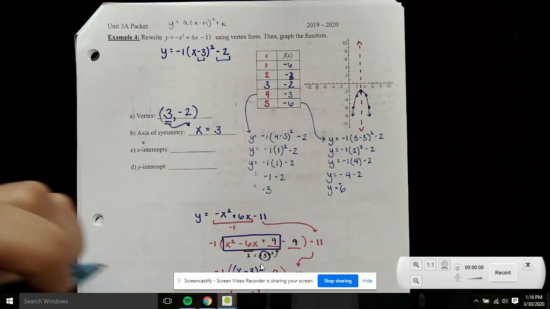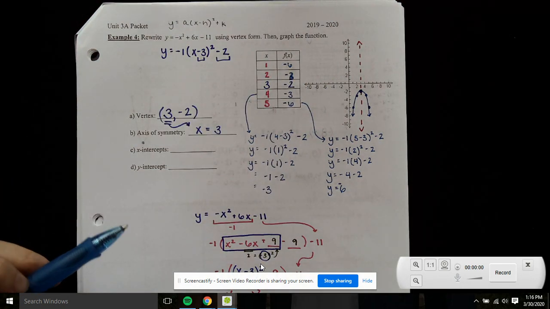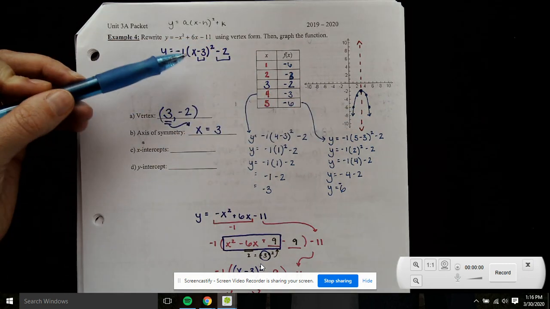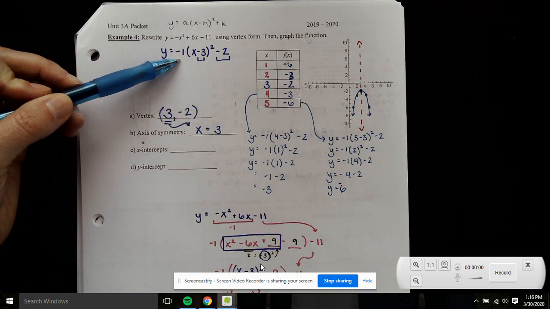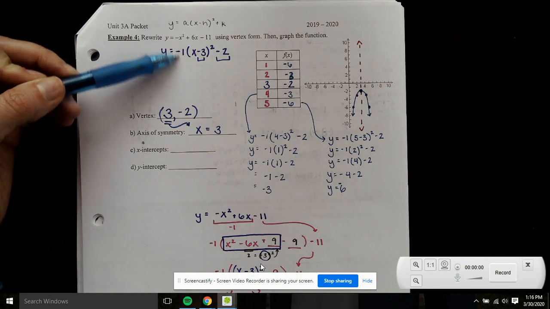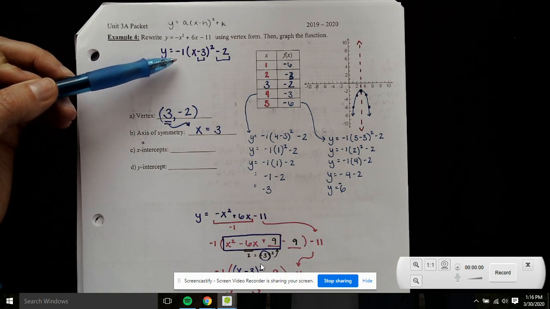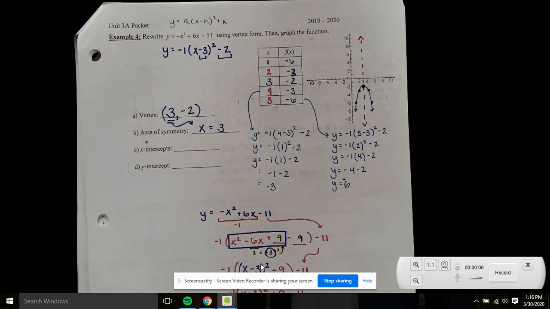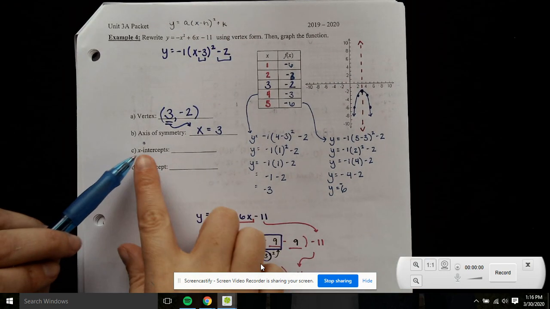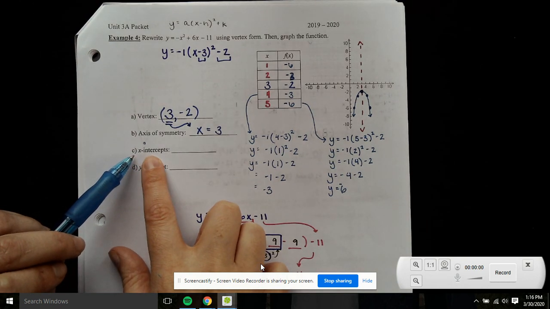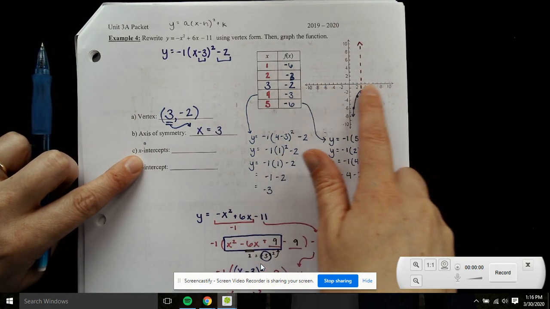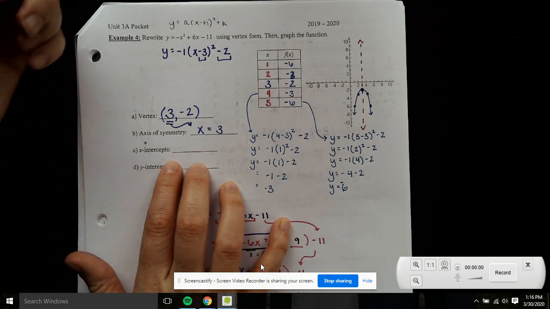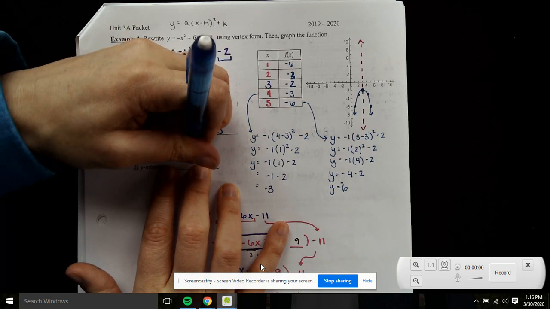Now, as I'm doing this, I can kind of check to make sure this makes sense. One thing I notice is that it opens down. Now look at the A value. The A value is negative in both the vertex form and the standard form. That should never be different. So since the A value is negative, it makes sense that it opens down. Notice it asks me for x-intercepts, but does this ever cross the x-axis? It does not. So there are no x-intercepts.